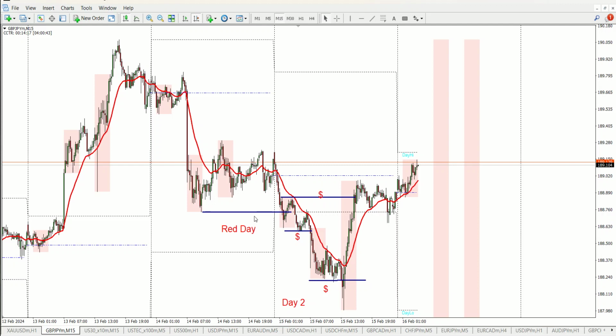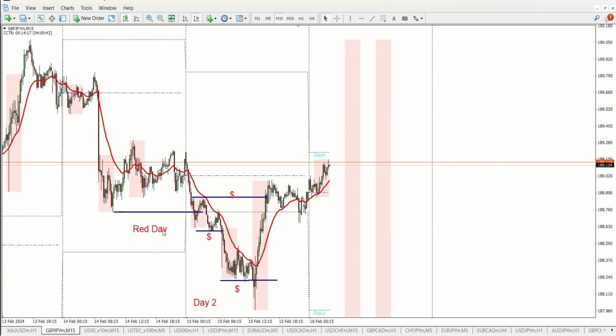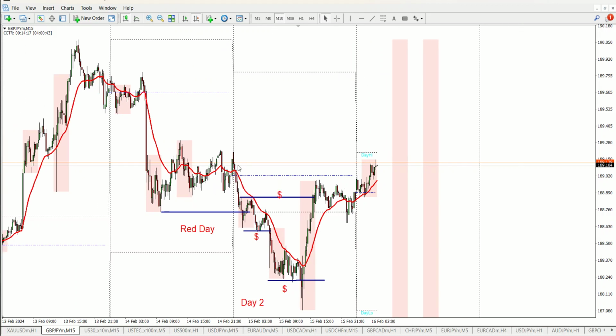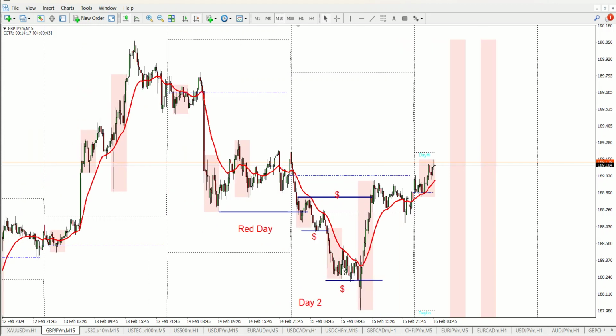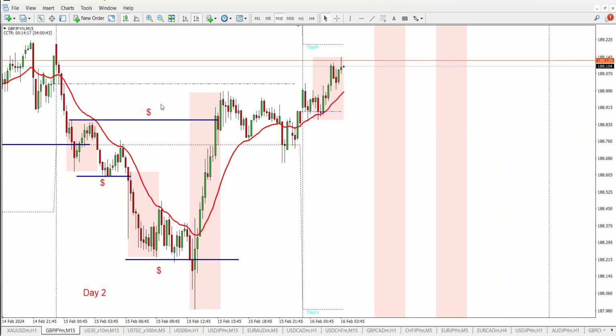Red day simply means it's a red candle on a daily time frame. Because it's a daily time frame and a red candle, that makes it a red day. Okay, so this was our first day because it's a red day. And what did we expect yesterday? Yesterday we actually expected a day two continuation, and it just happened. As you can see, they gave us a day two continuation.